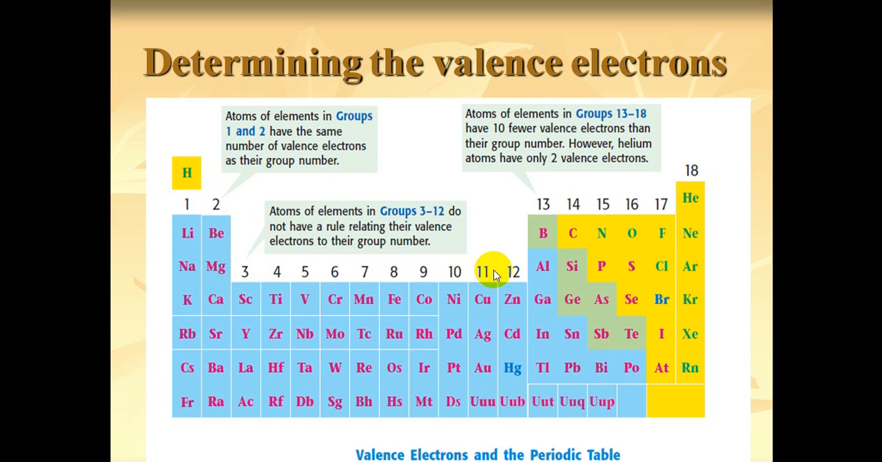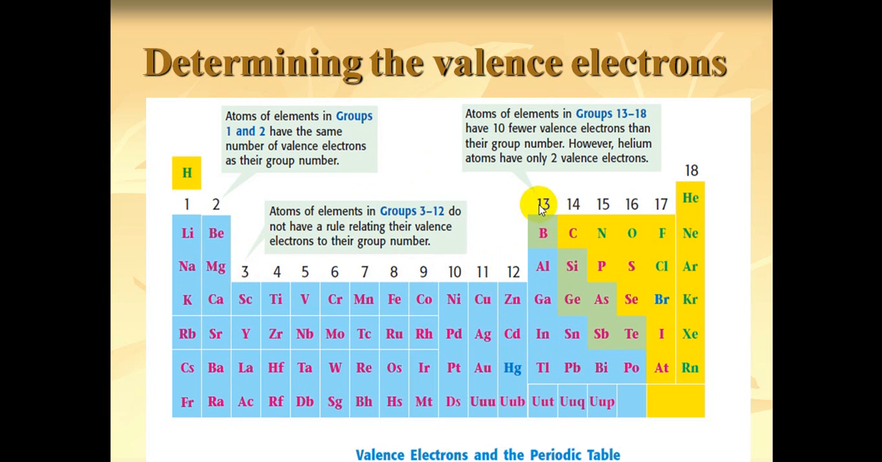From group 3 to 12, they don't have a clear rule for their valency. These groups don't have 3 valency electrons in their outer shell. No, they don't follow a regular pattern. They are different. And then we will go to group 13.